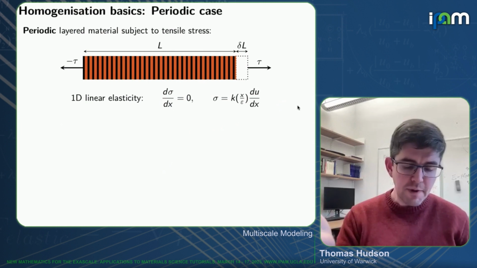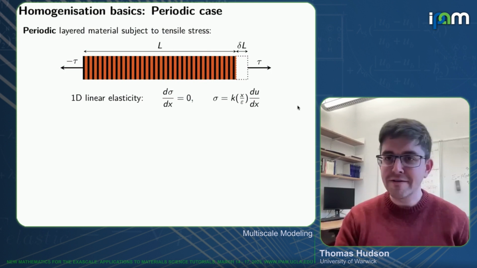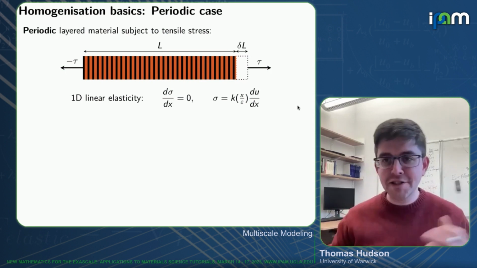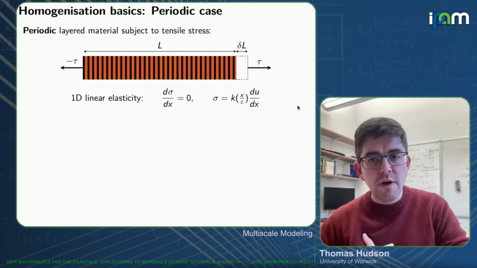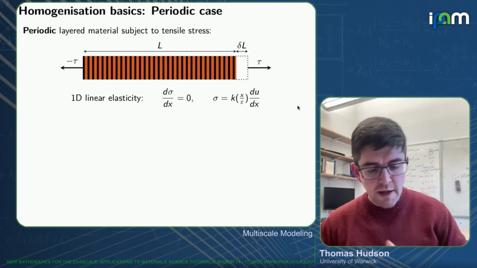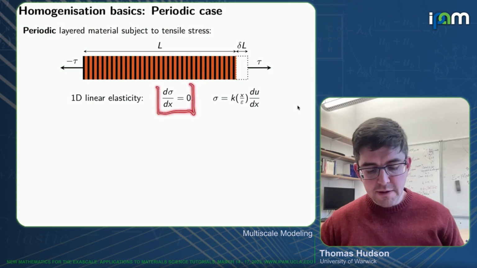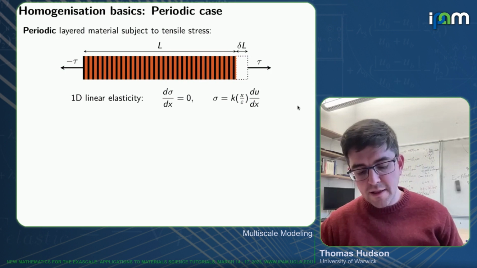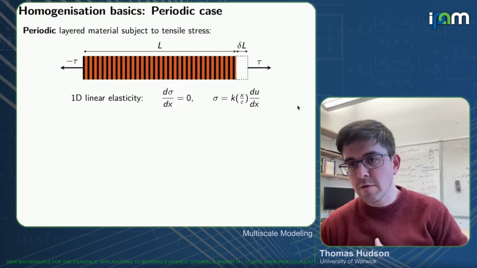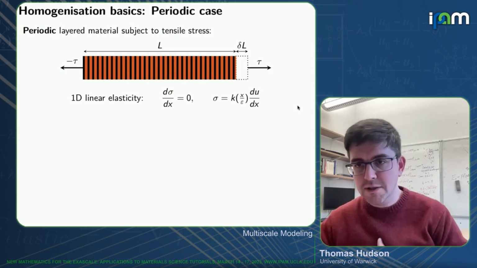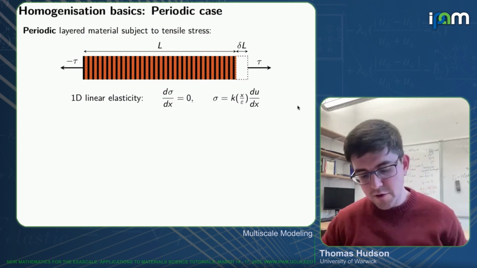So let's suppose that I have a periodic layered material, which is in a nice rod that I'm subjecting to a tensile stress like this. This might not be a particularly realistic situation, but it illustrates the idea. If I'm thinking about this in a linear elastic setting, and I'm thinking about everything in 1D, then the force balance, if there's no bulk loading, is that the derivative of the stress in the material with respect to the x variable is 0. That's the divergence of the stress, and in 1D, that's just the derivative of the stress being 0.